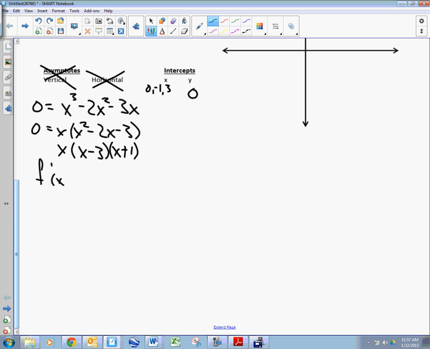So, f prime of x. What is the first derivative? Does that factor? No, it does not. So therefore, we have to use our quadratic formula. Go ahead and check your calculator. Somebody give me some values.